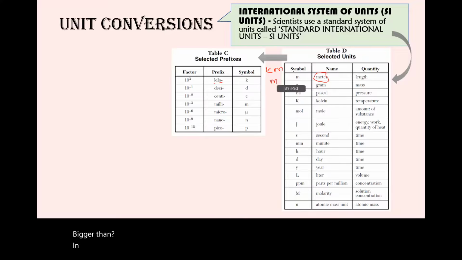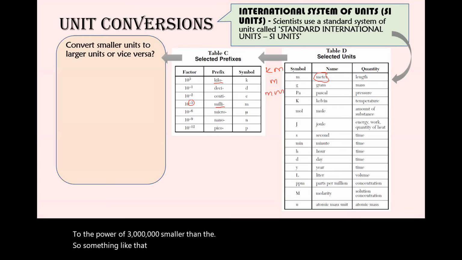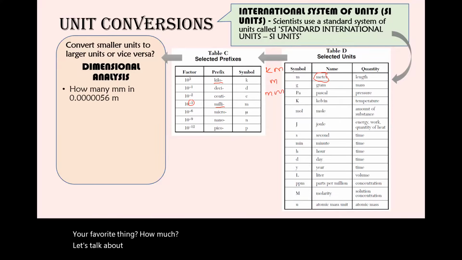If I combine this with milli, which is 10 to the power of -3, millimeter is smaller than the meter. So sometimes what can happen is that I might give you something in meters and ask you to convert it into kilometers, or I might give you something in kilometers and ask you to convert that into millimeters. To do something like that, if you are asked to convert a smaller unit to a larger unit, or vice versa, we use a procedure called dimensional analysis, your favorite thing. I know how much you all love this. So let's talk about the very basics of dimensional analysis.